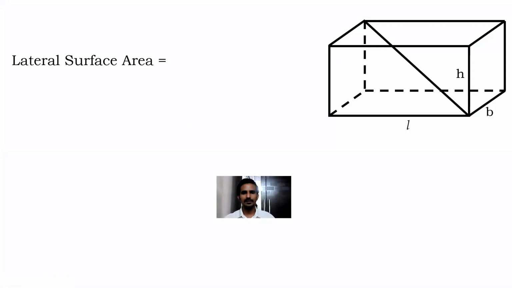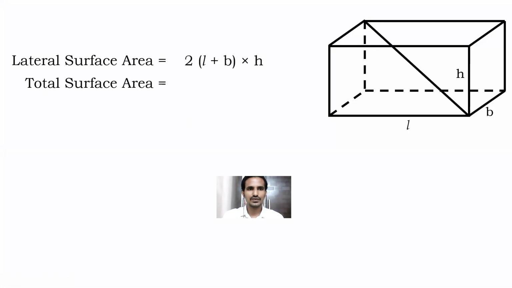So let's quickly recap all the formulae. The first formula, for lateral surface area, was 2 into (L plus B) into H. Then we have total surface area, 2 into (LB plus BH plus LH). Then we have volume, L into B into H. Okay. One thing we studied, that is diagonal.